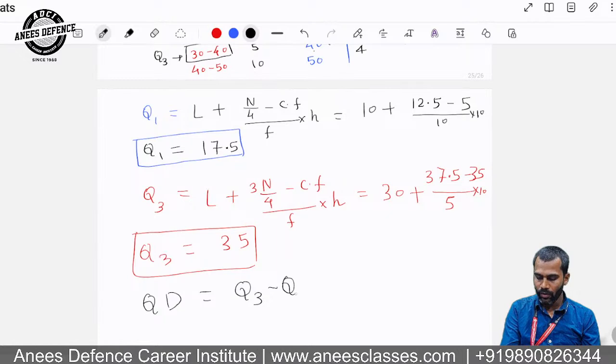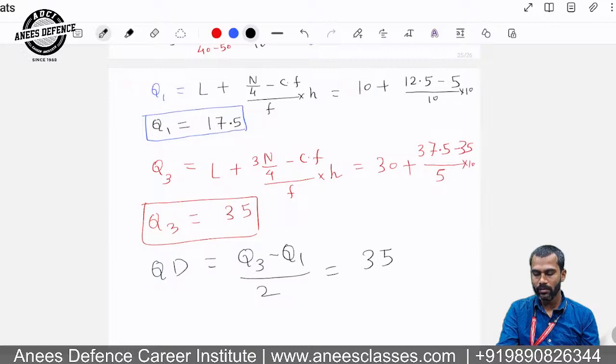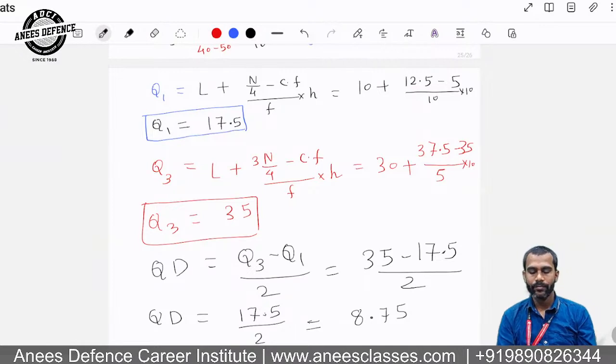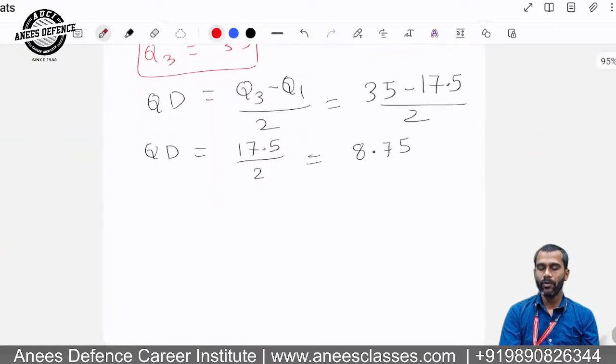So Q3 minus Q1 over 2 is equal to 35 minus 17.5, which is 17.5, divided by 2, so 8.75. So this is your quartile deviation. I hope you will be able to do that.